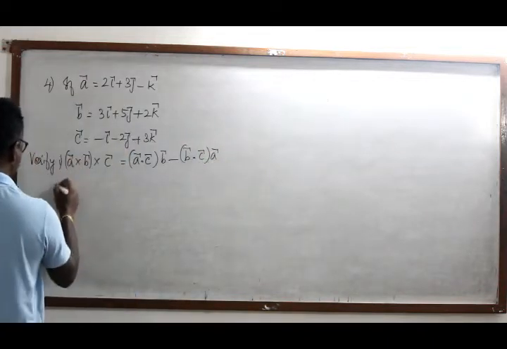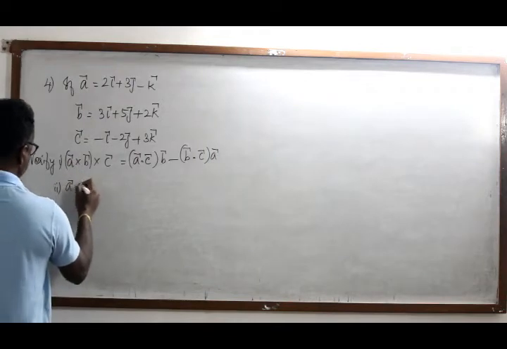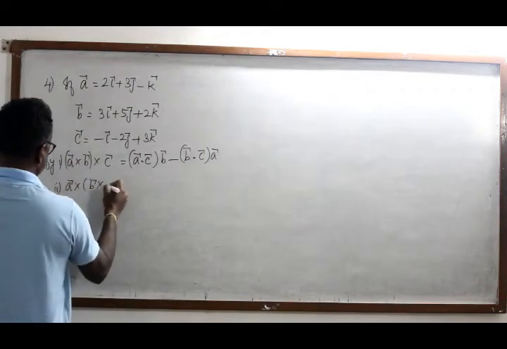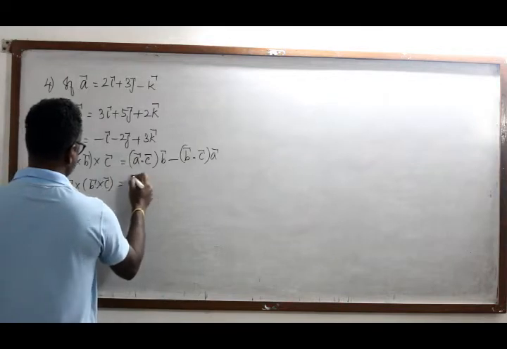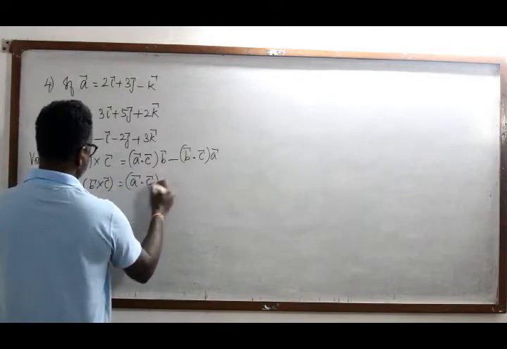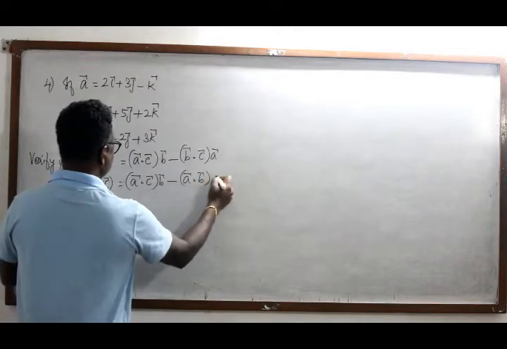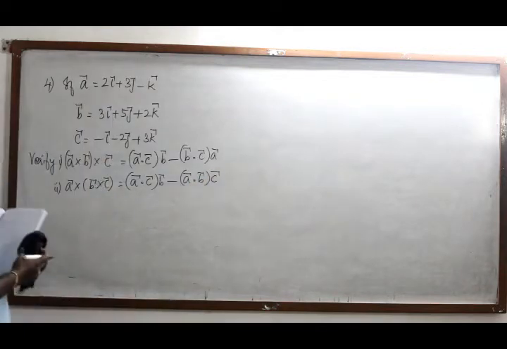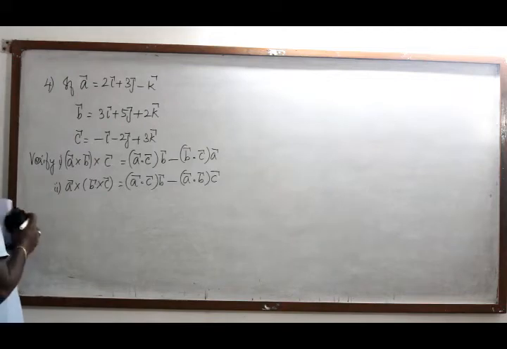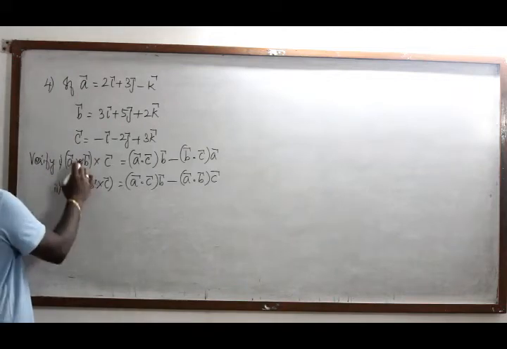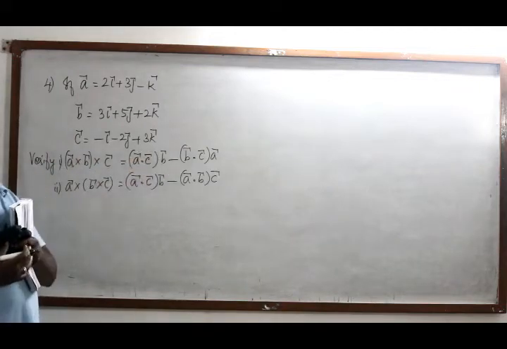This is the first question. Second question, A cross B cross C equal to A dot C into B minus A dot B into C. So two questions are there. Each question is a 5-mark question. So we can do the left hand side separately and the right hand side separately.